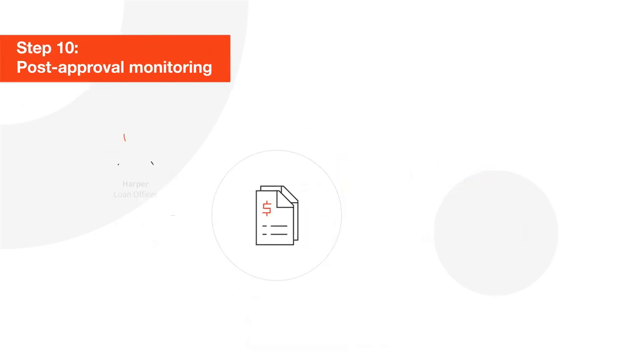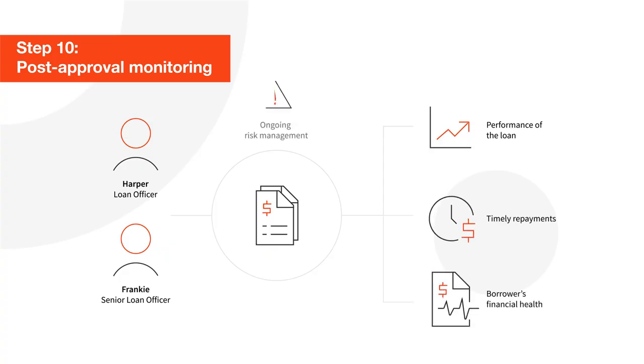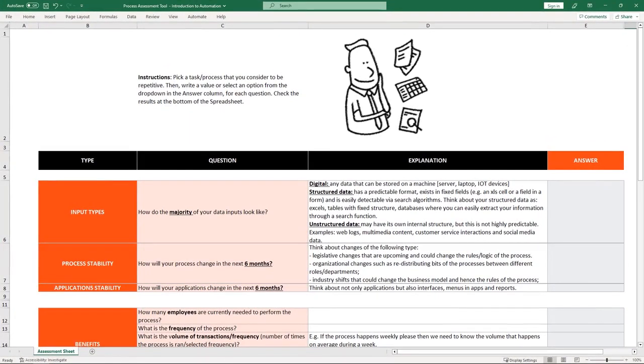In the last step, Harper and Frankie monitor the performance of the loan, including timely repayments and the borrower's financial health, to ensure ongoing risk management and inform future lending decisions. Now that Taylor has gathered the process steps, they start inputting the data in the tool.